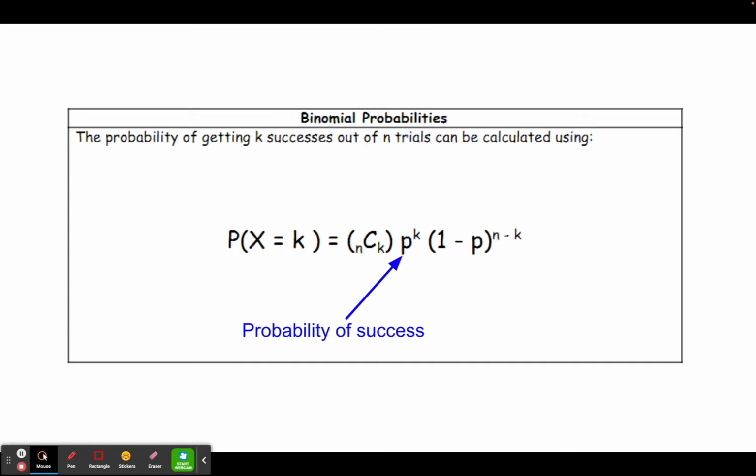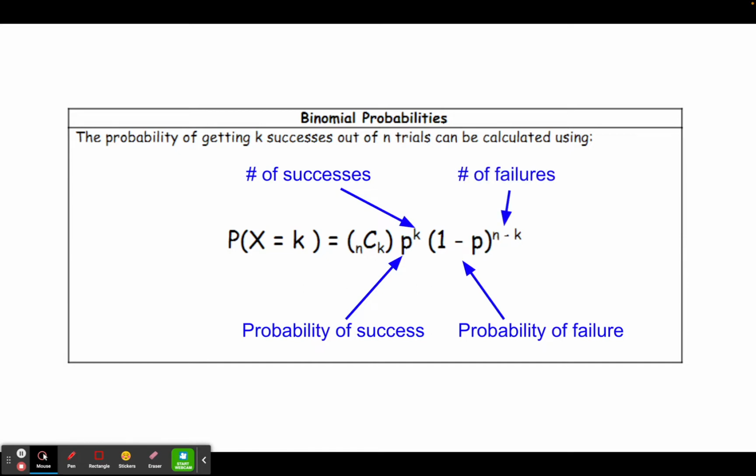P is the probability of success. So in our free throw example, that would be the 0.82. 1 minus p, therefore, is the probability of failure. This exponent k represents the number of successes. This exponent over here, n minus k, represents the number of failures. And notice if you add k plus n minus k, you get n, and n is the total number of trials. So the number of successes and the number of failures has to equal the total number of trials.